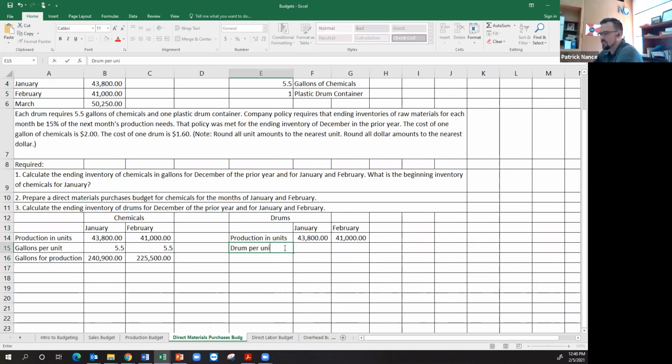Drums per unit, a little more straightforward. It's only 1. So it's easy enough. I just need to multiply these each by 1. Drums needed for production.